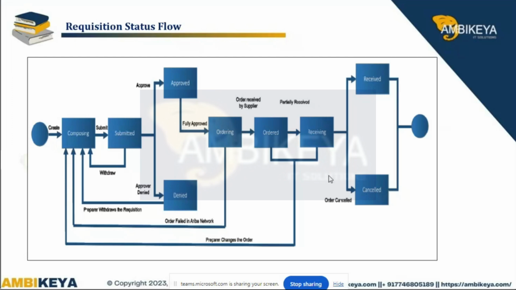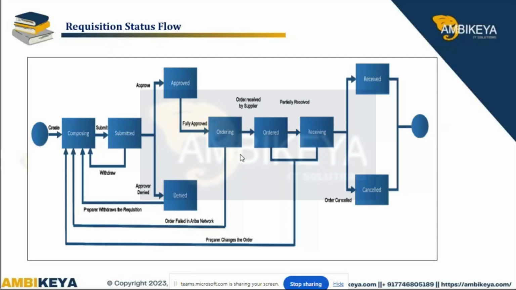And one more thing, let me clarify about the ordering status. As soon as the purchase order is generated, since a purchase order is an external document, we are going to send it to the supplier so that we make a commitment that we are going to buy this product from you. So you should be ready with the goods delivery.